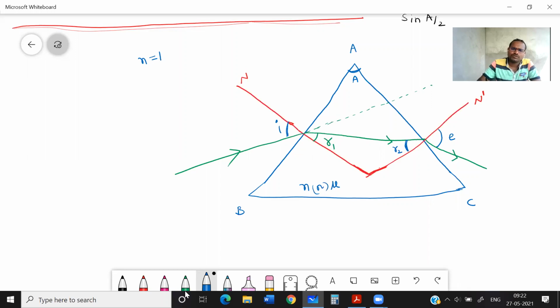Now, you need to find the deviation. How much will the ray get deviated? That you need to find. So for that, what you need to do is just extend this ray.